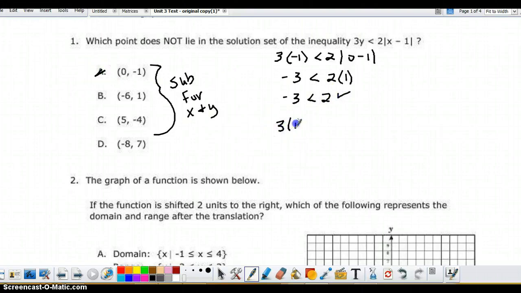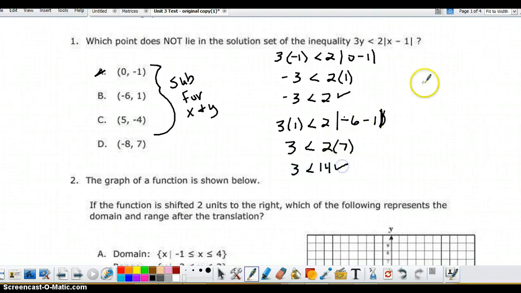So 3 times 1. Now negative 6 is going in for x. So that's 3. 7 minus 1, or negative 6 minus 1 is negative 7. Absolute value of that is positive 7. So that's 14. Still good. Remember, not.